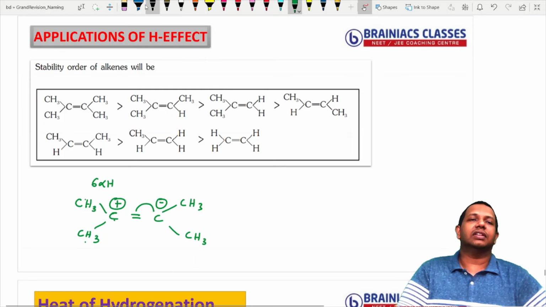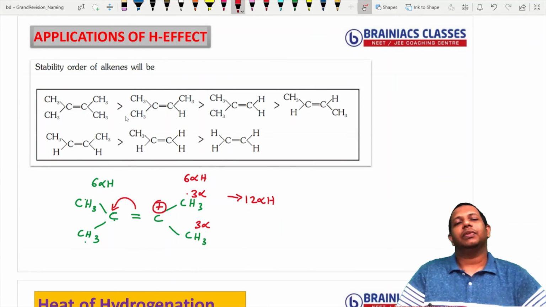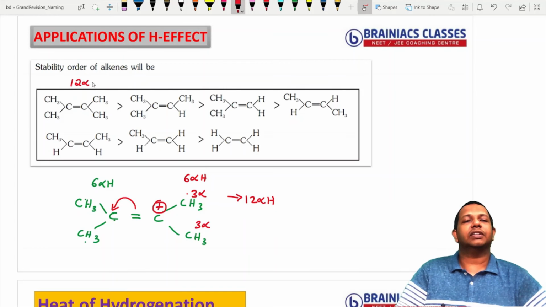Now let us take the other one. If it is polarizing in the other way, here positive charge will come. So this is alpha carbon, so 3 alpha here, another 3 alpha here. So this is also stable by 6 alpha. So totally I can say 12 alpha hydrogen is making this compound stable. So here 12 alpha hydrogen. Here if you see 3 plus 3 is 6, plus 3 is 9 alpha hydrogen. That's why this is more stable than this one.